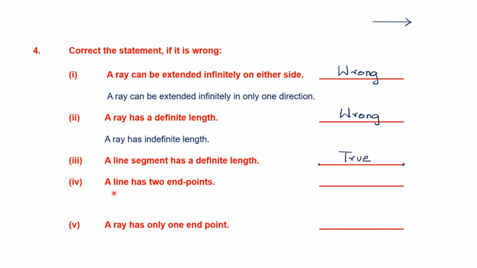Now next one, a line has two endpoints. That's wrong. A line will be like this with an arrowhead at that end and an arrowhead at this end. That means it's going continuously on both sides. Both sides can be extended. So it doesn't have endpoints. Whereas the statement is saying a line has two endpoints. This statement is wrong. And let's correct this wrong statement. The correct statement is a line does not have end points.